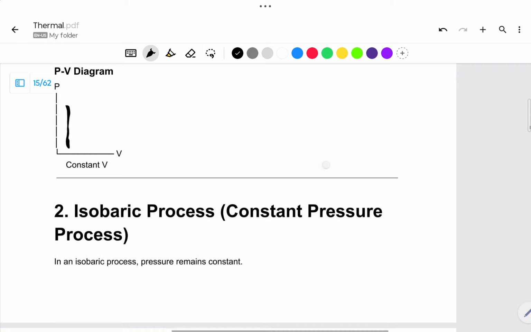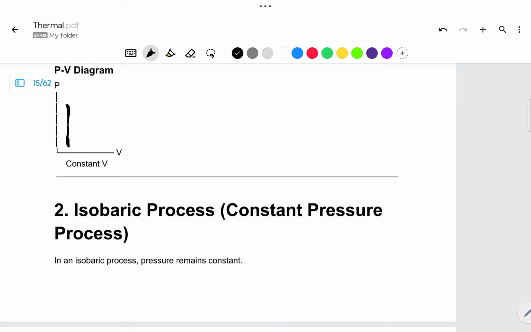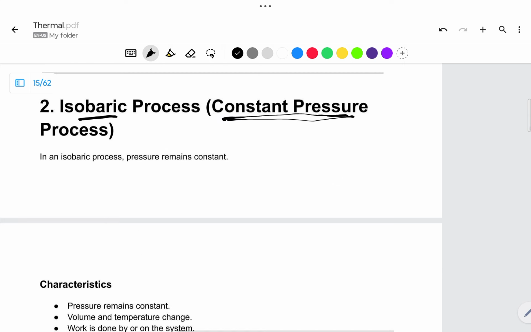Then the isobaric process means the pressure is constant. Here, bar is usually the notation we use for pressure, so you can remember it that way. It is related to the pressure. So pressure is constant, and the graph will be like this. If I draw the pressure and volume graph, pressure will remain the same, P1 and P2 will be equal.